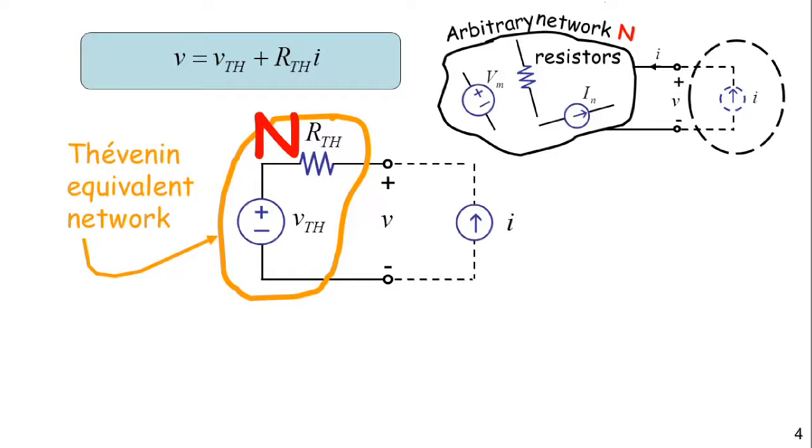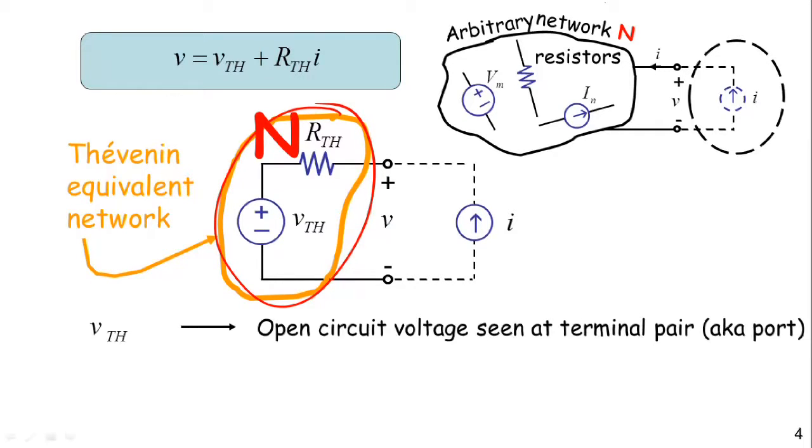Now that we've seen the Thevenin pattern, what I'd like to do is continue analyzing this a little bit more. As I said earlier, the Thevenin pattern replaces the arbitrary network N, and VTH in the Thevenin network is simply the open circuit voltage seen at the terminal pair. In other words, if I looked at network N and simply measured the voltage at the terminal pair, and it has to be an open circuit voltage, that is without anything connected there, then whatever voltage I measure there would be the Thevenin voltage.